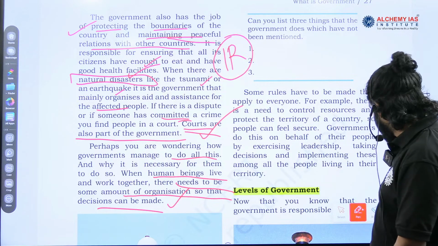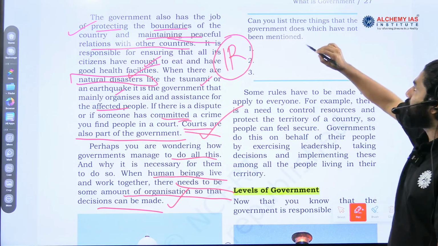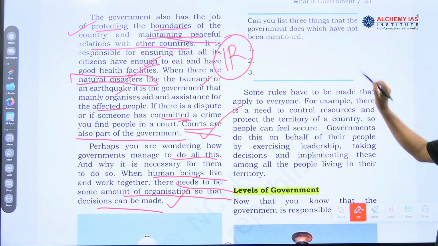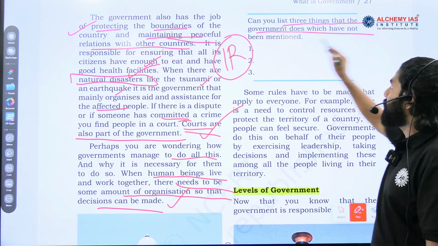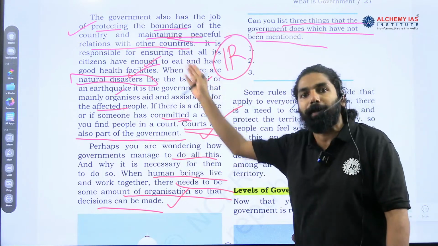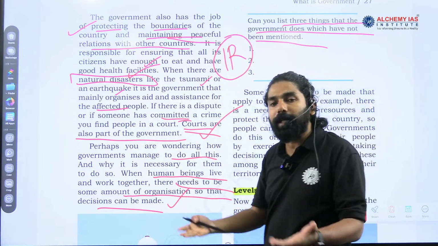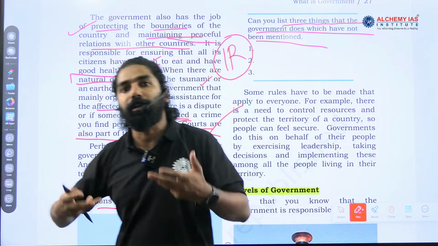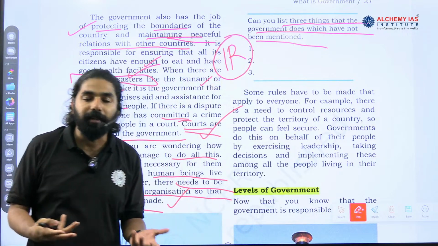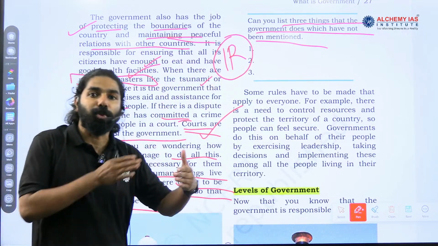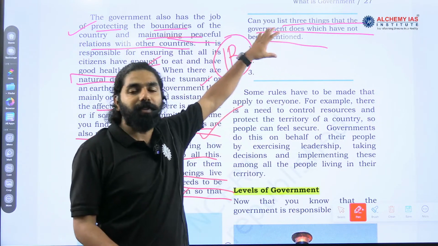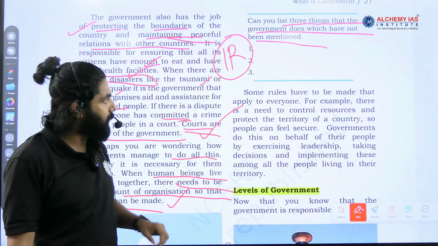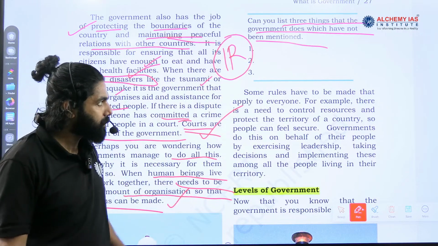So this paragraph ends here, and we can also see that a task has been given to the student. Can you list three things that the government does which have not been mentioned in the above paragraph? It could be any role that the government has already taken, or another issue that the government should address. We can list such areas here. These were the exercises given to school-level students. Anyway, we will come back to the next one.